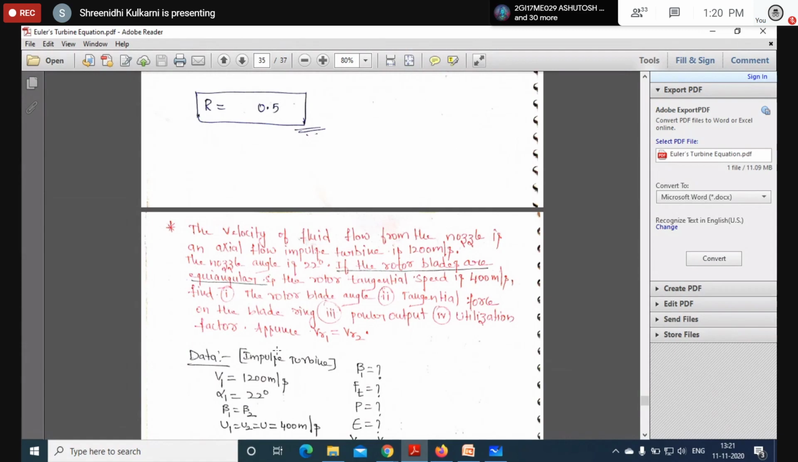The velocity of fluid flow from the nozzle in an axial flow impulse turbine is 1200 meter per second. The nozzle angle is 22 degree.